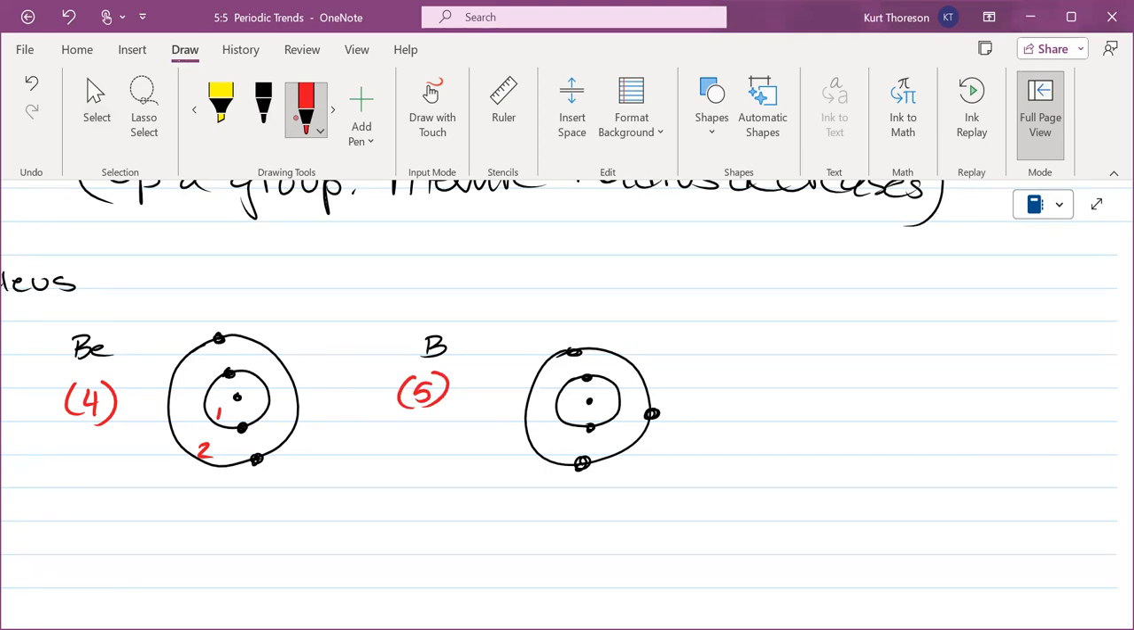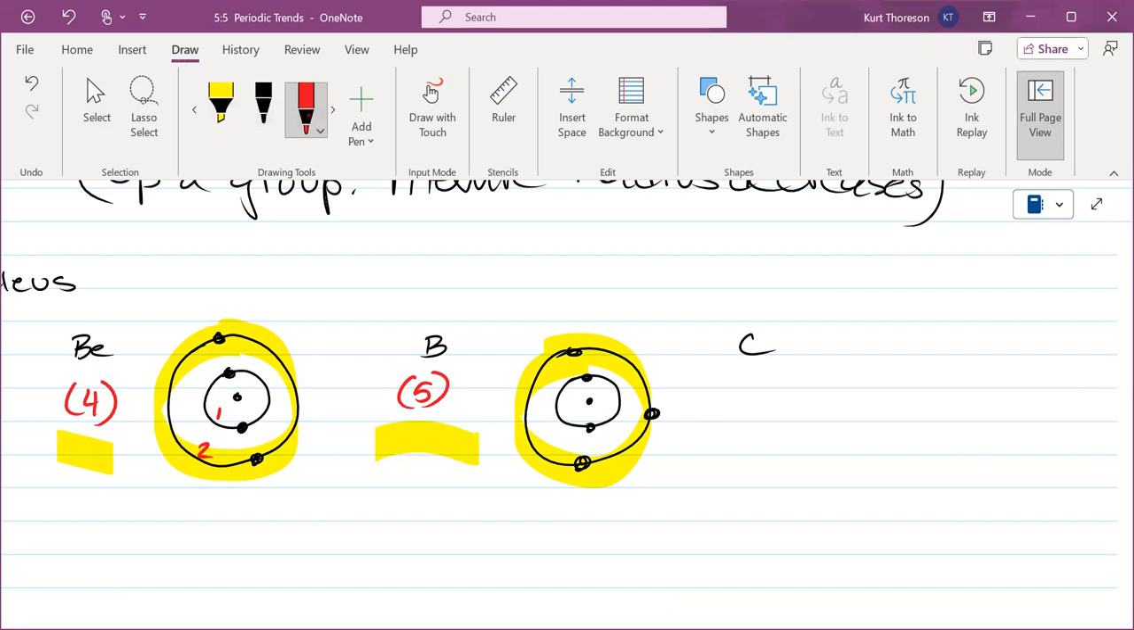Does boron or beryllium, yes or no, have to reach out any further than the other to grab the electrons? No, because what's the furthest energy level they both have? 2. This one has 2. The difference is beryllium has 4 protons to pull the electrons with. Boron has 5. And so it's pulling them in. Starting to make sense? Let's try carbon.